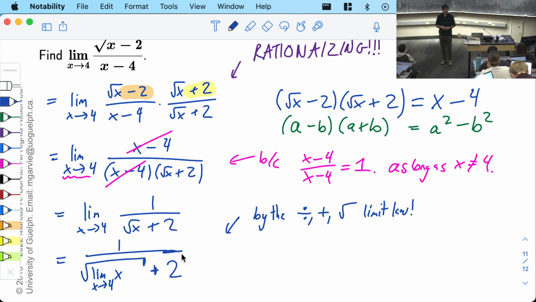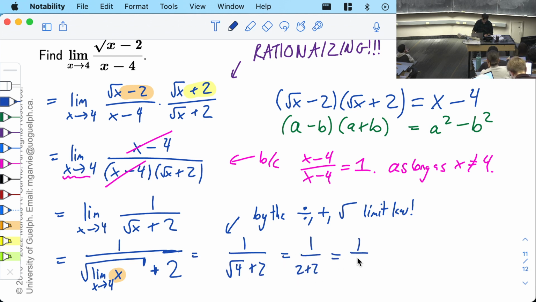I can change the order of the limit and all these operations. Okay. And now I can do the limit. What's the limit as x goes to 4 of x? This is something you can definitely do. The limit as x goes to 4 of x is equal to 4. 1 over the square root of 4 plus 2. 1 over 2 plus 2, which is a quarter. So the final answer is a quarter.